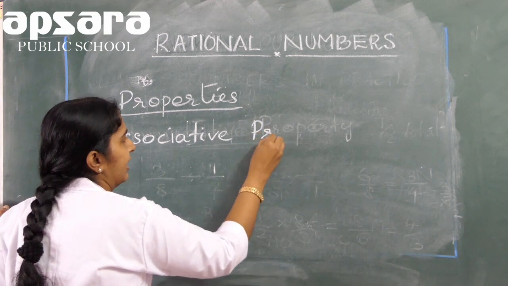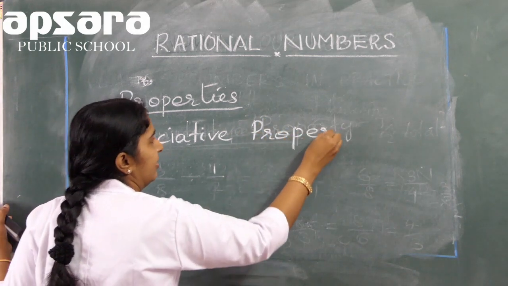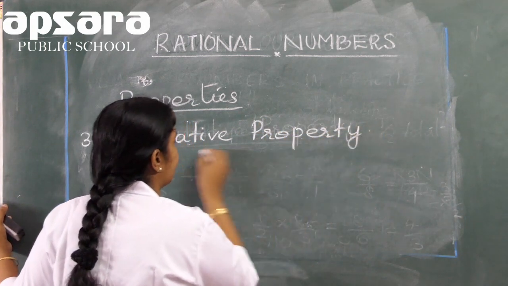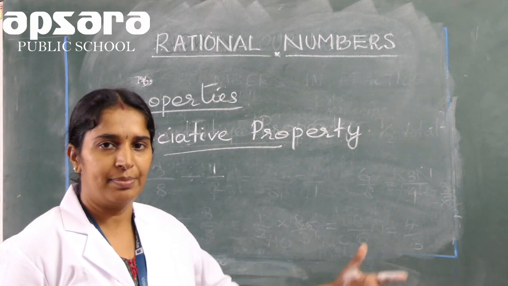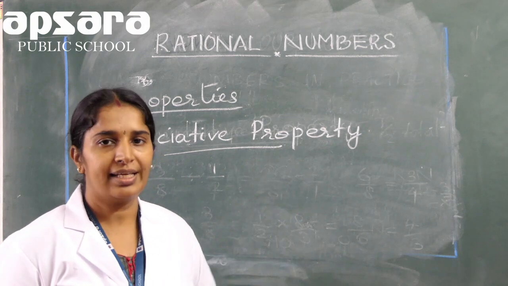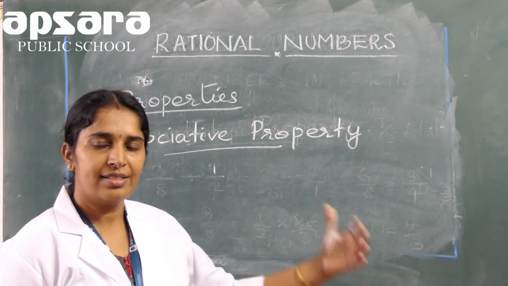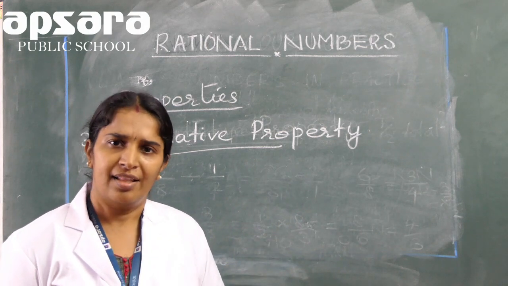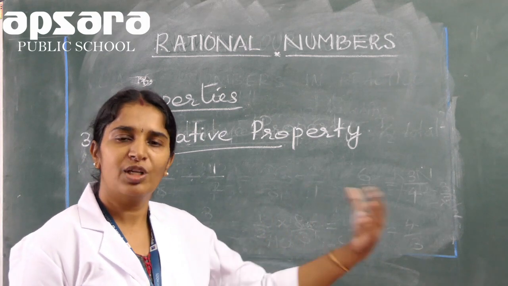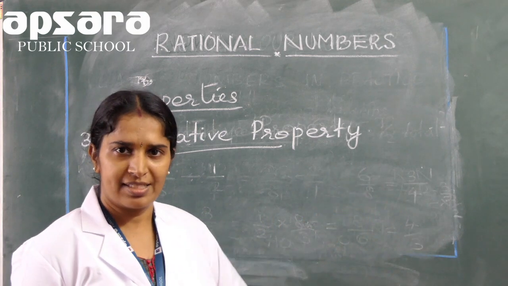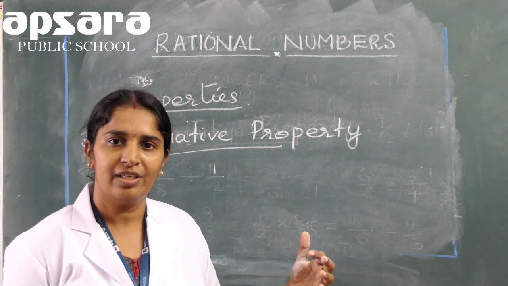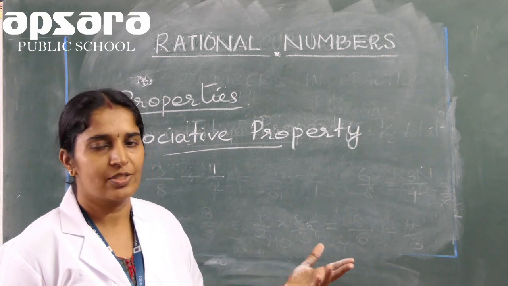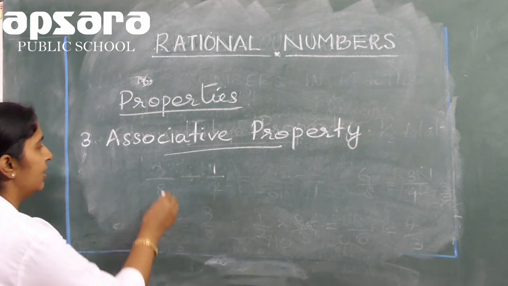Associative property. Commutative property we have explained for two rational numbers A and B. Here we will consider three rational numbers. If A, B and C are three rational numbers, then (A plus B) plus C will be equal to A plus (B plus C), right? Can we add three rational numbers in any order and will the answer be the same? Yes, sure. Let's see one example.